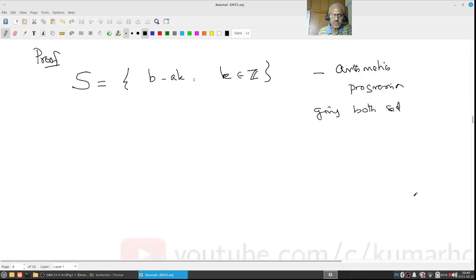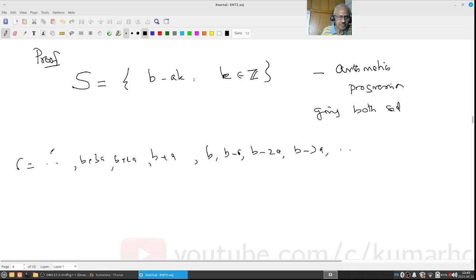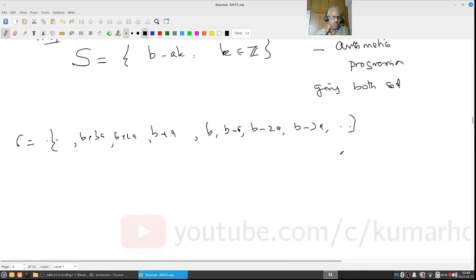Let us again look at the elements. This is b, b minus a, b minus 2a, b minus 3a, and so on. Here b plus a, b plus 2a, and b plus 3a, and so on. These are your S. You should internalize, you should not simply look at symbols. What I want to say is this set S has non-negative elements, non-negative integers.